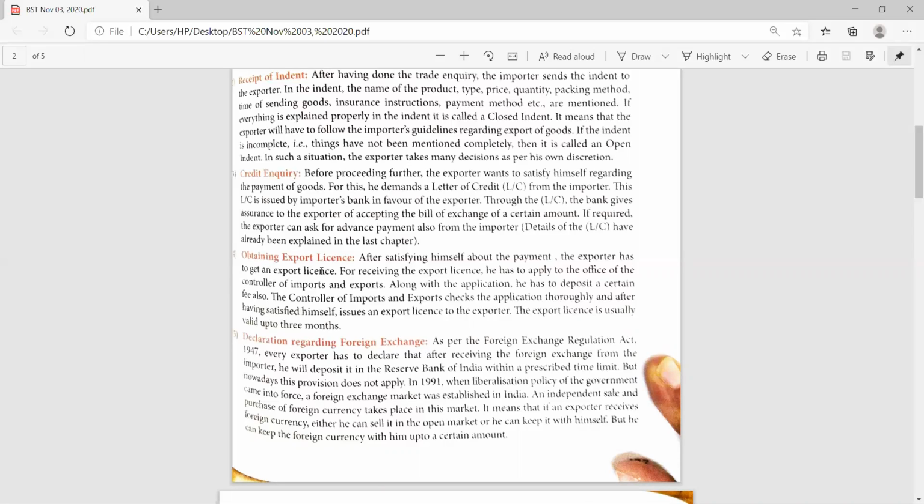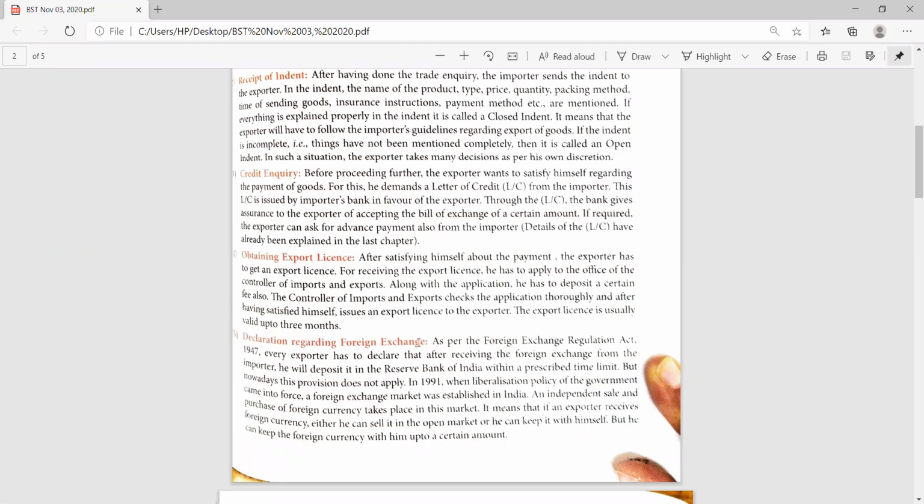Obtaining the export license. After satisfying himself about the payment, the exporter may get the export license. For receiving the export license, he has to apply to the office of the controller of import and export. Along with the application, he has to deposit a certain fee. The controller of import and export checks the application thoroughly, and after being satisfied, issues an export license to the exporter. The export license is usually valid up to 3 months.